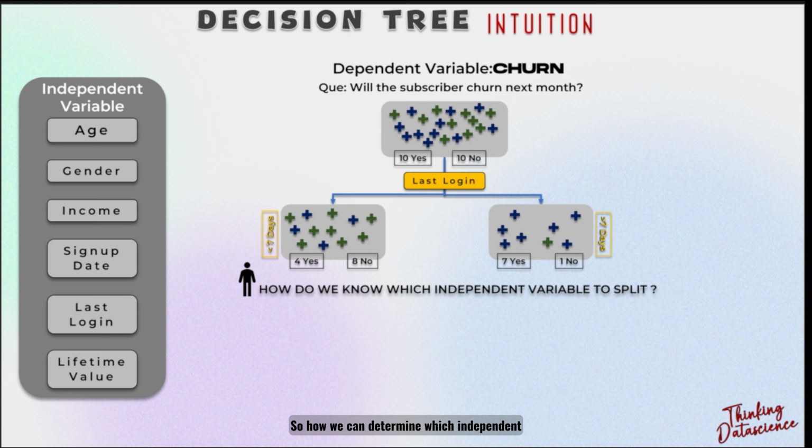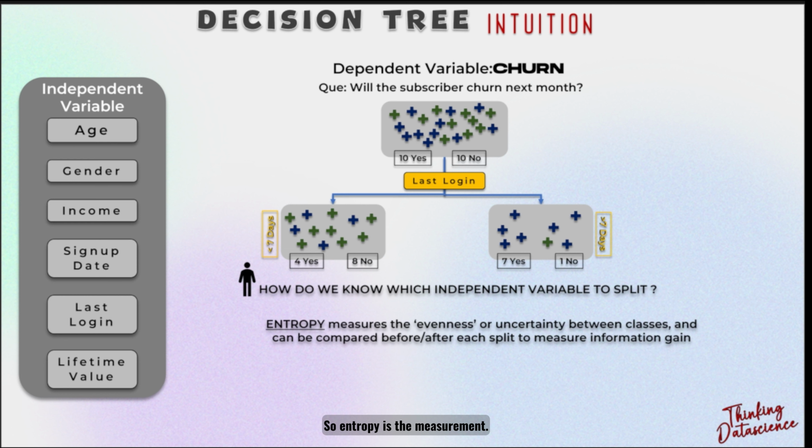So how can we determine which independent variable to split on? Do we have to manually test them one by one? We require a clear and concise metric to assess the effectiveness of the splits in dividing our dependent variable into two distinct classes. So entropy is the measurement.